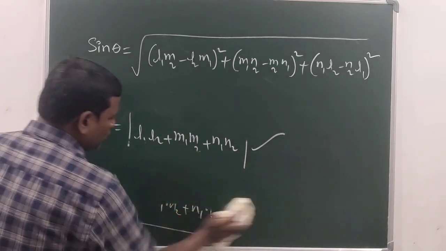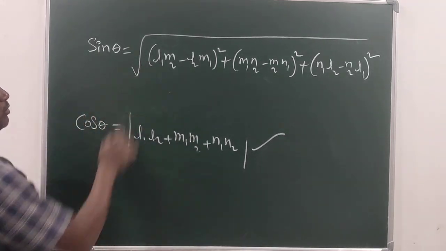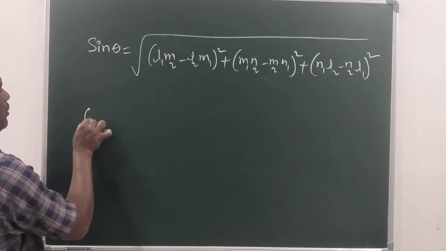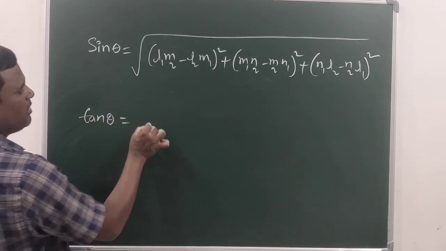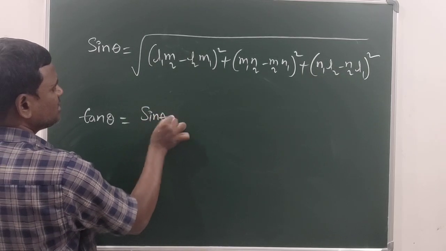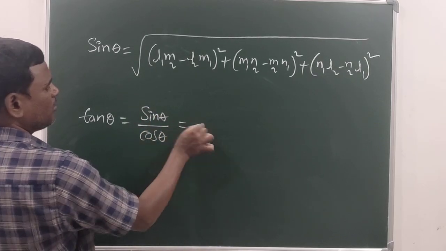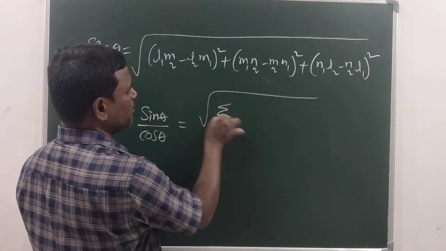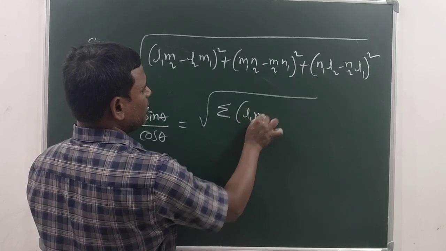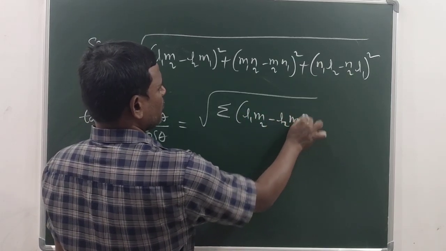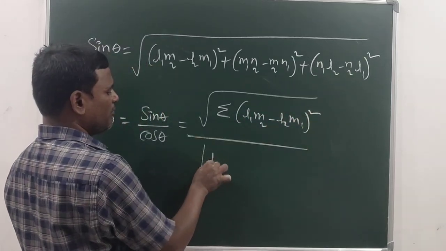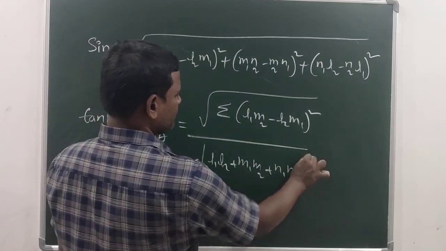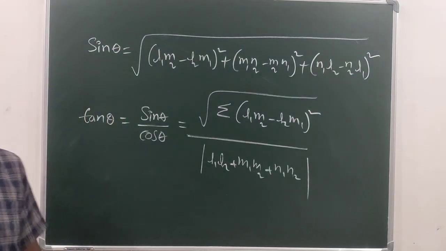Suppose sometimes they will ask you tan theta also. In such a case, you have to divide this by this. Suppose you want tan theta, what do you do? Tan theta can be written as sin theta by cos theta. Now sin theta, this one, you can express with summation notation: summation of (L1 M2 minus L2 M1) whole square, under root, by mod of L1 L2 plus M1 M2 plus N1 N2. So that you will get the acute angle.